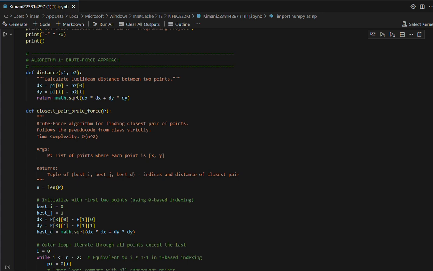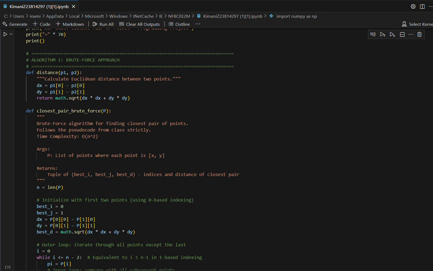My name is Kimani and this is my demo for the closest pair of points project for COT 6405. The goal of this project is to experimentally compare the performance of two algorithms that solve the same problem, finding the closest pair of points in a plane.